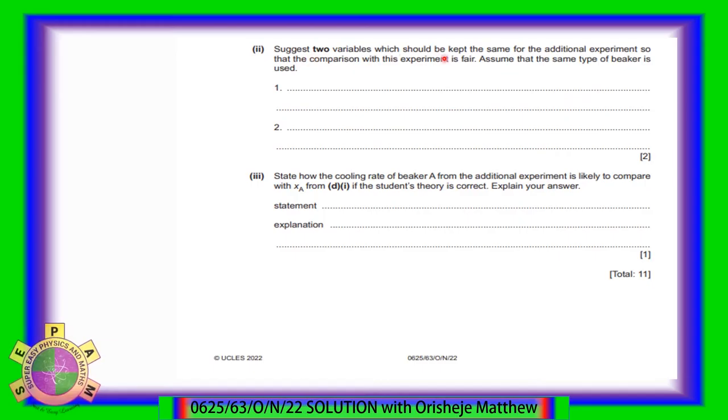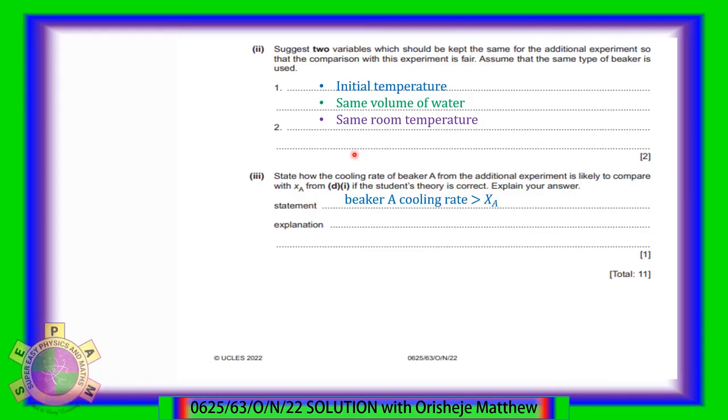Suggest two variables which should be kept constant for the additional experiment, so that the comparison with this experiment is fair. If you want to have a fair test, the initial temperature for the experiment should be kept constant. Then you should use the same volume of water. Since you are comparing, the first one used 150 cm cube. So if you are painting the container, you must use the same value, so use also 150 cm cube. Now use the same room temperature. Perform the experiment at the same room temperature, so that you can compare them.